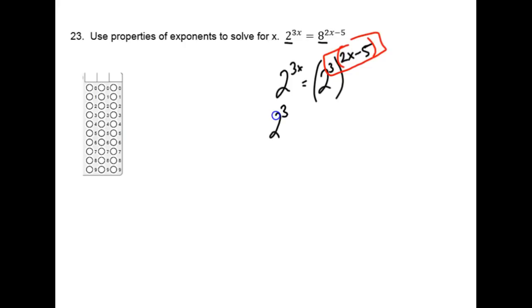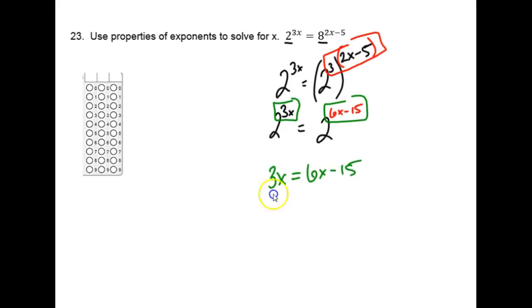So you have 2 to the 3x is supposed to equal 2 to the 6x minus 15 power. And the only way for this to happen would be if your powers match. So now this is called the common base or the baby base method. 3x has to be the same thing as 6x minus 15. I'm probably going to just subtract the 6x over. So negative 3x equals negative 15, which means x equals 5.